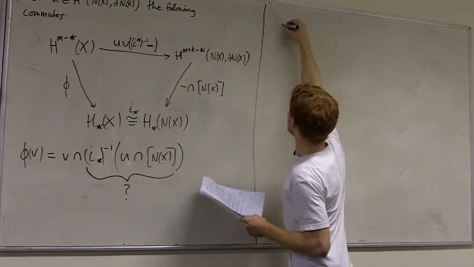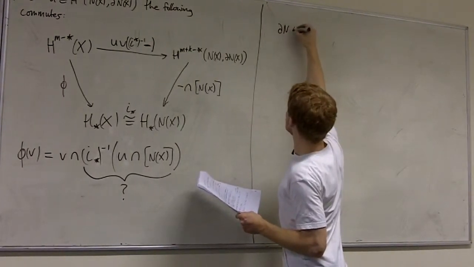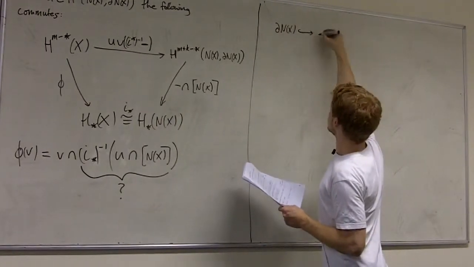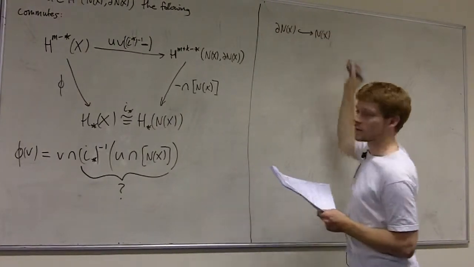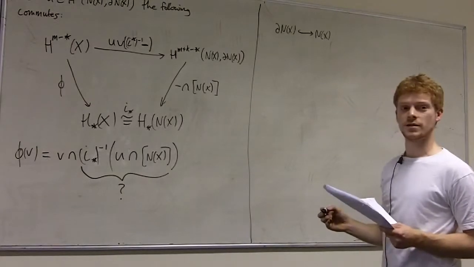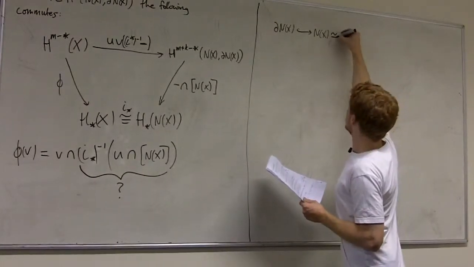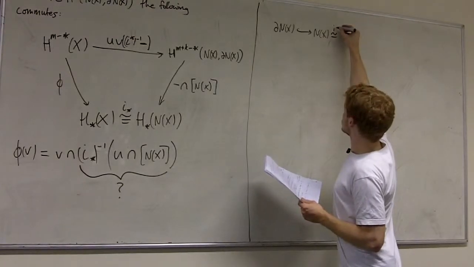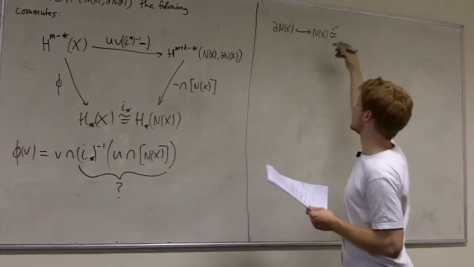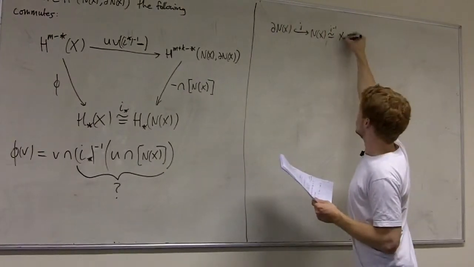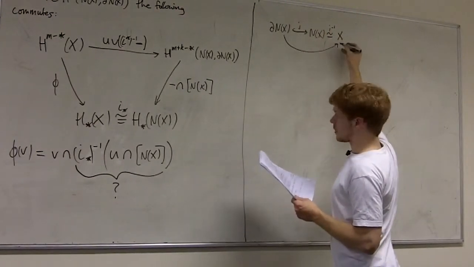So consider this. I want to mention I'm borrowing quite heavily from Wolfgang Lück's explanation of this in his notes. So this is I to the minus, so this is the homotopy inverse. So I'm going to call this map F.